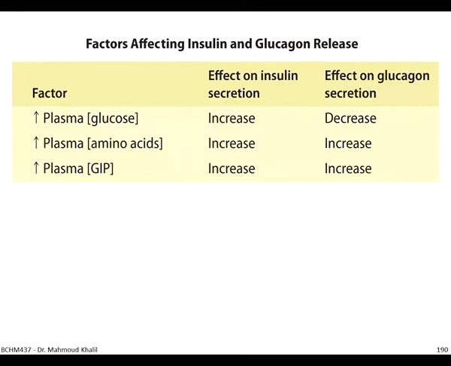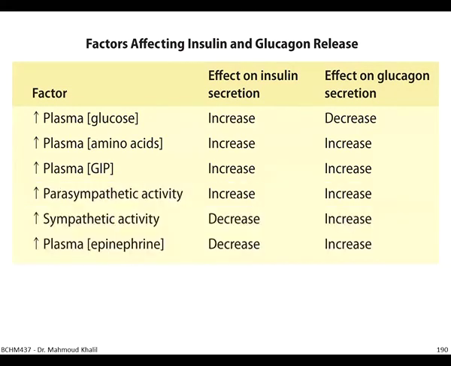So again, here we summarize the factors that affect the secretion of insulin and glucagon. Of course, an increase in plasma glucose will increase secretion of insulin and decrease the secretion of glucagon. Increasing amino acids and plasma GIP will increase insulin and increase glucagon as well.